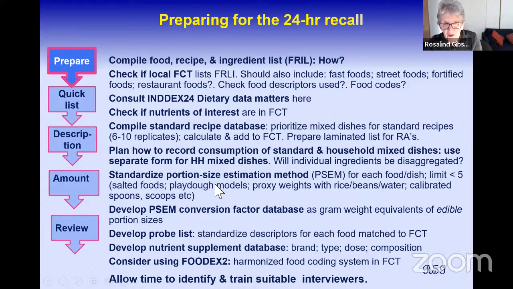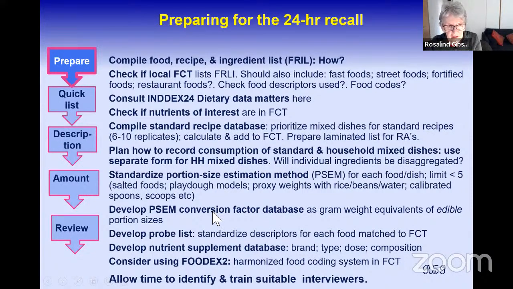And for each food item that you may find appears in your recall, you have to designate before you start the survey how that portion size is going to be estimated for that food, so that each research assistant uses the same portion size estimation method for the same food. It's absolutely critical. So your research assistants need to have a list of what portion size estimation method they should use for each particular food.